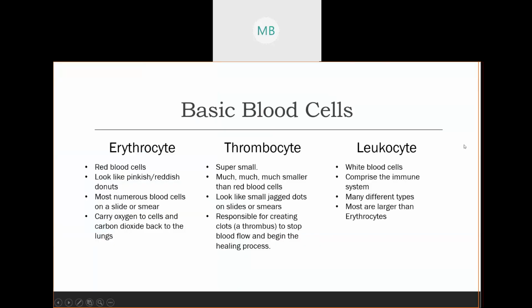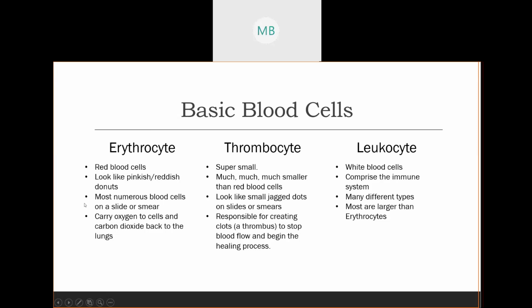Right. So first, your basic blood cell types. You have three different types: erythrocytes, thrombocytes, and leukocytes. Erythrocyte, erythro is the combining form for the word red in Latin. Cyte is cell, so red cells. Your erythrocytes are your red blood cells. When we're looking at them under a microscope, they look kind of pinkish or reddish, like little donuts, depending on the dye that was used.